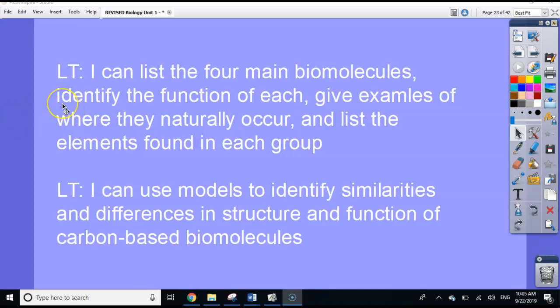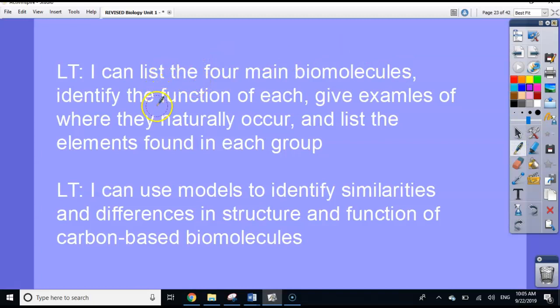You don't need to write these down. Remember, we already had a couple of learning targets that we've talked about. We've talked about characteristics of living things. That's the first one. And the second one is figuring out the age of fossils and rocks by using half-life, okay? So the next two, which are kind of the big ones of this unit, are I can list the four main biomolecules, identify the function of each, give examples of where those molecules occur, and list the elements found in each group. Okay, so this sounds like a lot, all right?